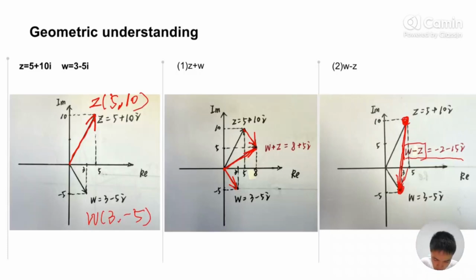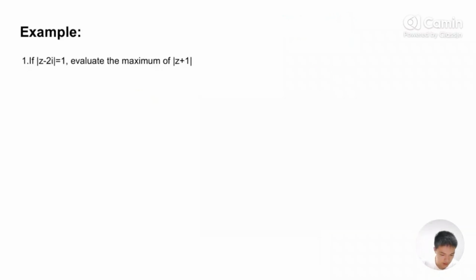Let's think about what the absolute value of w minus z means. It means the distance between this point and this point. Example, if the absolute value of z minus 2i equals 1, and we need to evaluate the maximum of the absolute value of z plus 1.